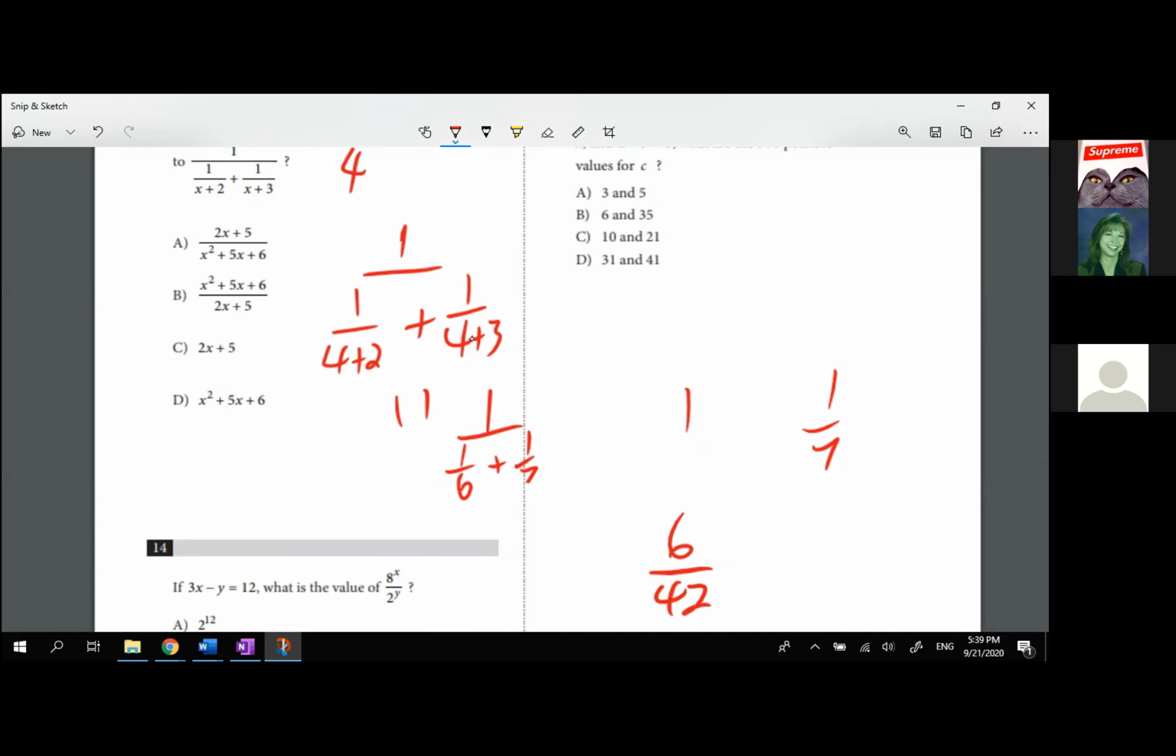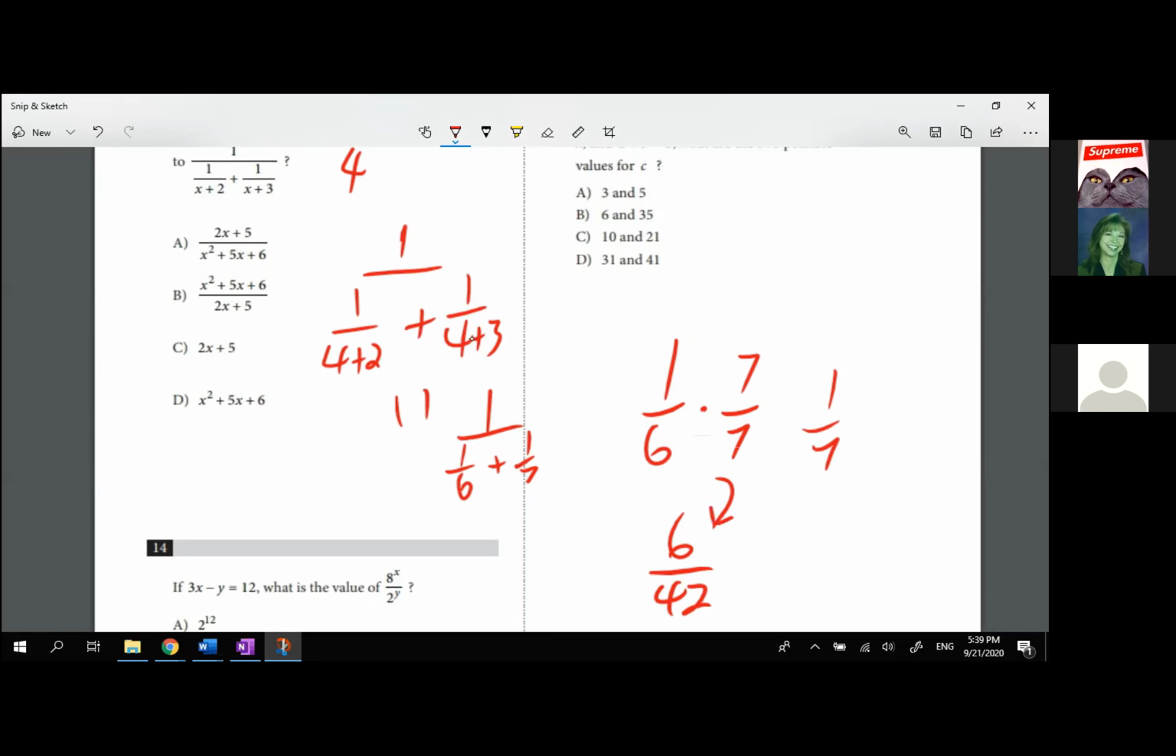The way I did that was I brought 1 over 6, and then I multiplied it by 7 over 7 because you can't mess around with this fraction. You have to keep it the way it is. It has to always equal 1/6 no matter what you do to it. So you can only multiply it by 1. 7 over 7 is 1, right? So I manipulated it to get 6 over 42.